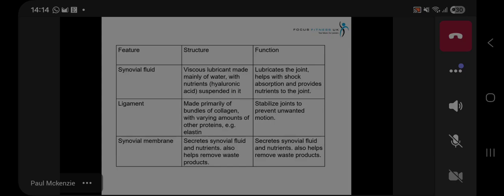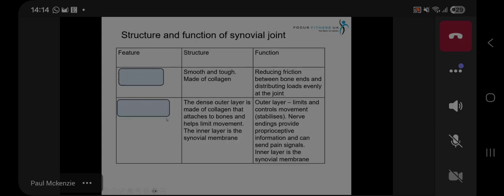Consequently, when you have sprained a joint, like an ankle joint, what you've done is torn the ligament, because it's been forced beyond its natural range of motion. That's what causes it to tear. And then we have the synovial membrane, which is within the joint capsule, or cavity rather. It secretes synovial fluid and nutrients and also removes waste products. That's the structure. In terms of functions, it secretes synovial fluid, removes waste products, and helps to lubricate the joint.